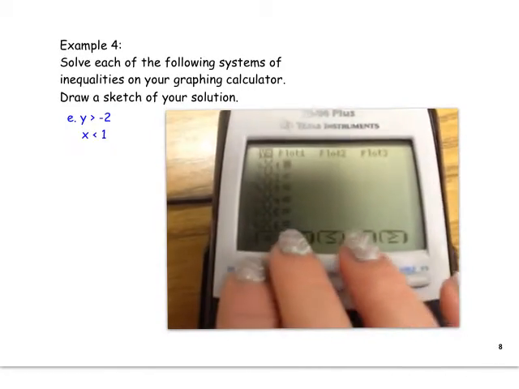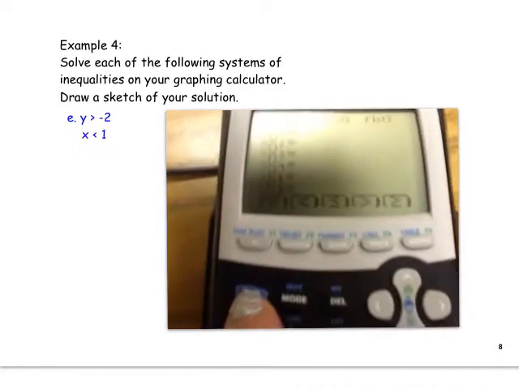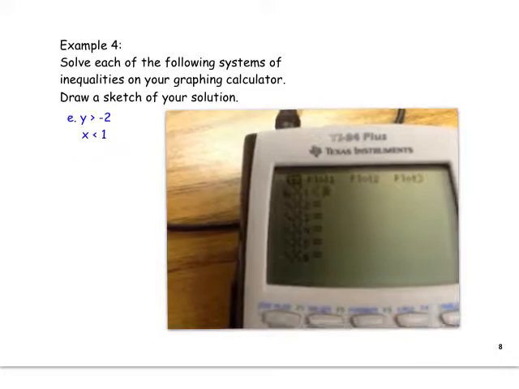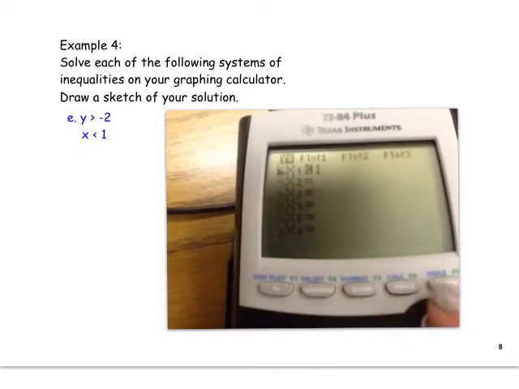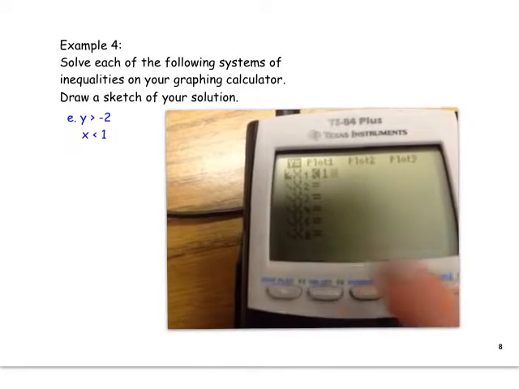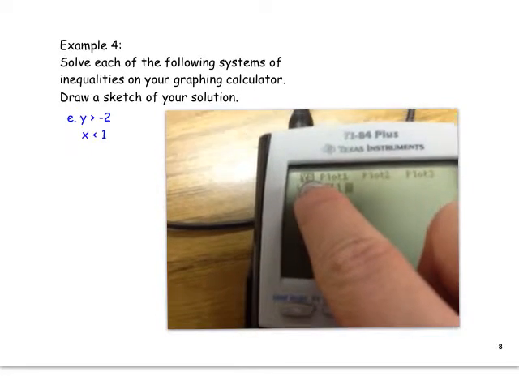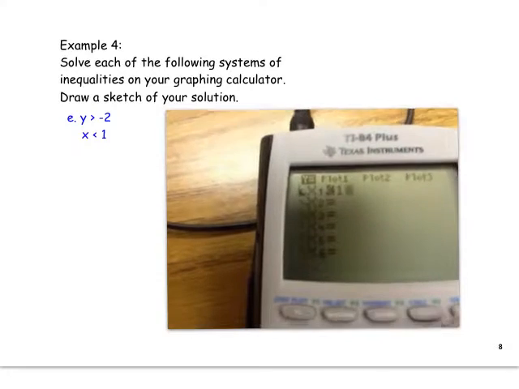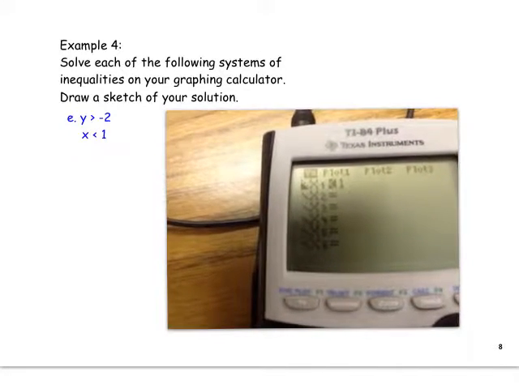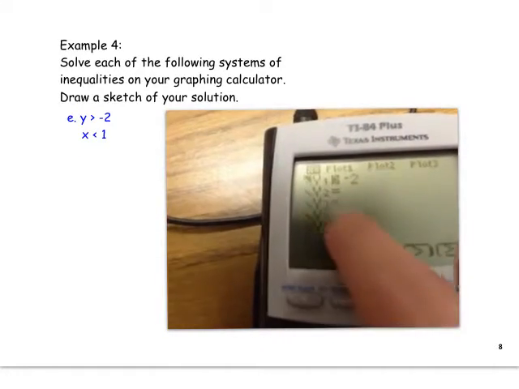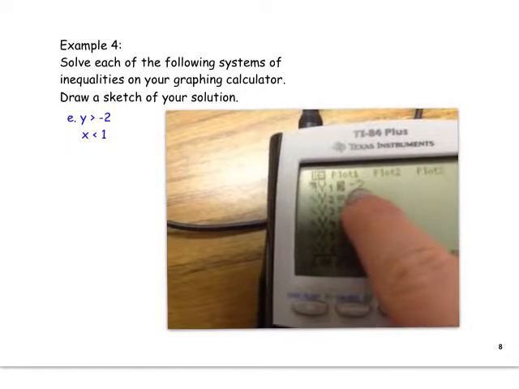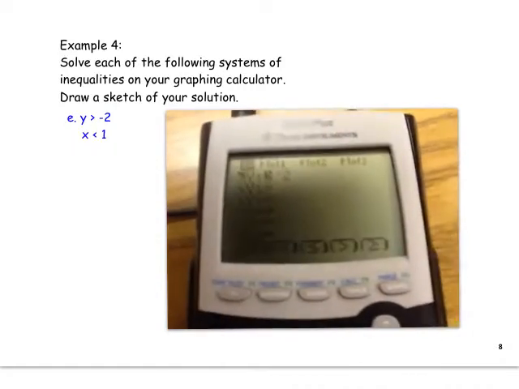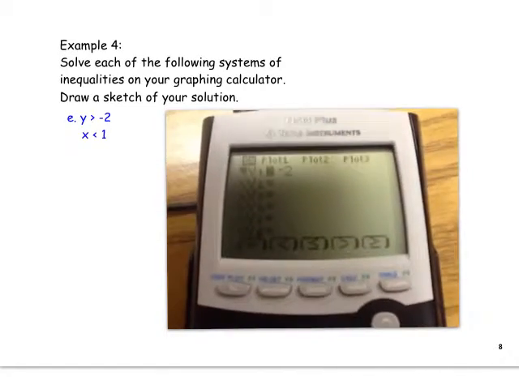We're going to type in a less than symbol here by touching alpha window. X is less than 1. Now we have these two inequalities typed in. Do you notice how the y equals is dark? If it's dark, that means that there's something typed in the y equals menu. Hit enter on the y equals menu, go back to it. Notice that the x equals menu is dark. So that's telling me there's something in the y equals menu. There's something also in the x equals menu. And that's good because those are the two inequalities we need to graph.